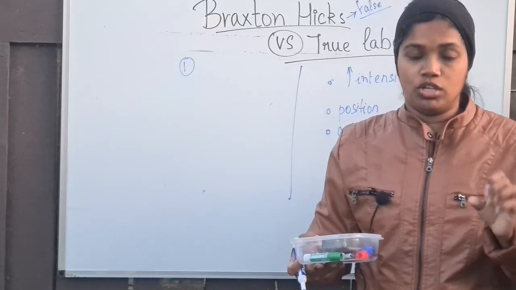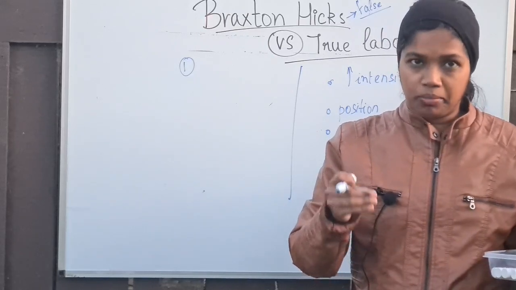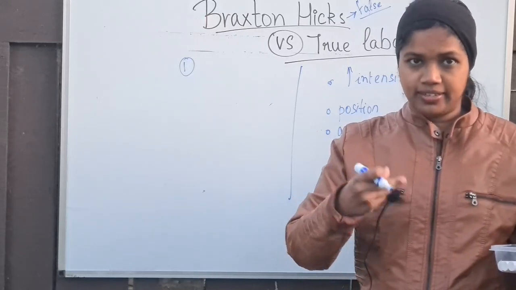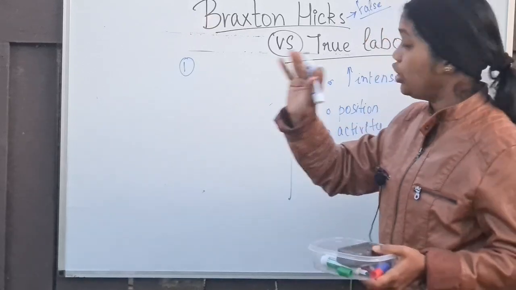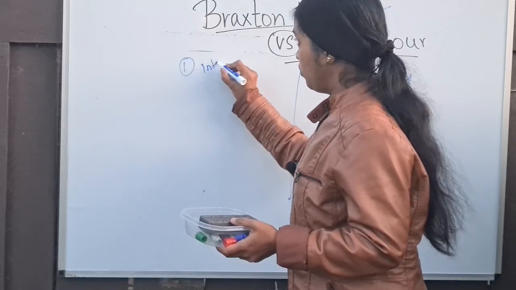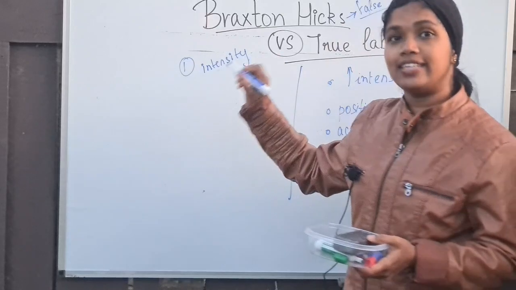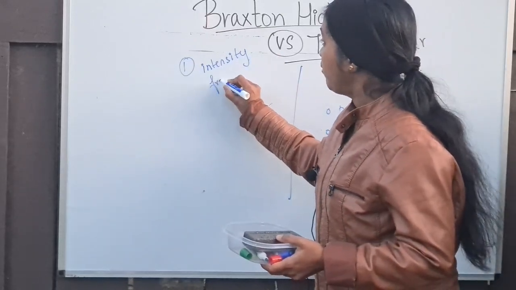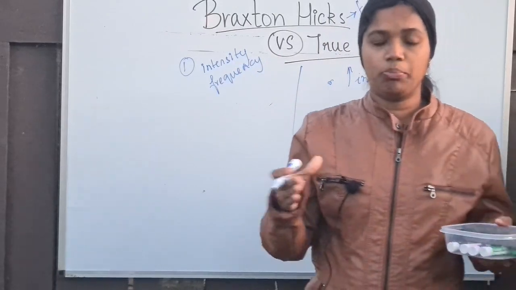Another thing to note down is the three most important things in case of true labor pain. Whenever the mother feels that it might be a true labor pain, then we need to do three things. One is the intensity, which I have told. We have to note down whether the intensity increases or not. And the second one is the frequency. They have to note down the interval with which the pain happens.